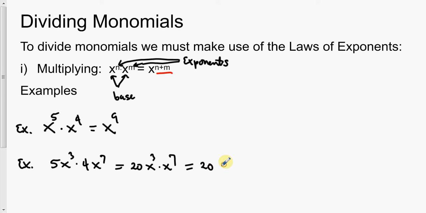This is 20 times x to the 3 plus 7, because they have the same base. X is the base, right? So if you're multiplying terms that have the same base, keep the common base, add the exponents.